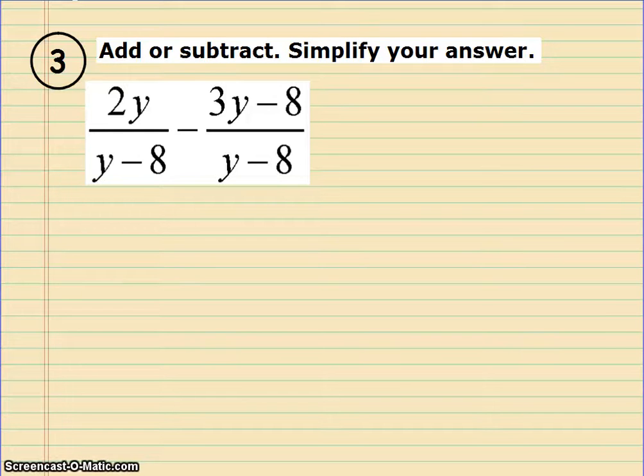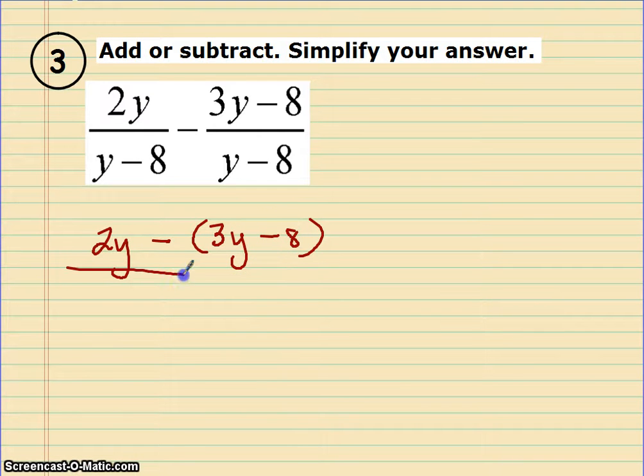Okay, so now we're going to try another subtraction problem, and this is different than our last one since our second numerator has two items in it. And when we're subtracting, we have to be really careful because we're subtracting the entire second fraction. So when we deal with this problem, we're going to have 2y minus the numerator of the second fraction. We need to be sure we use parentheses. If we don't, we will be wrong.